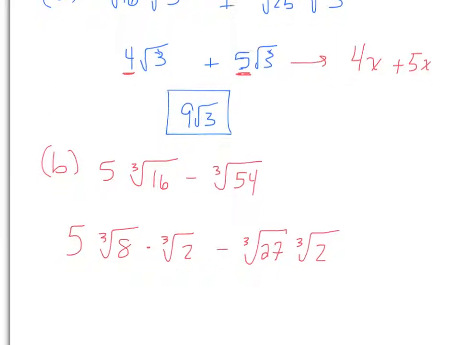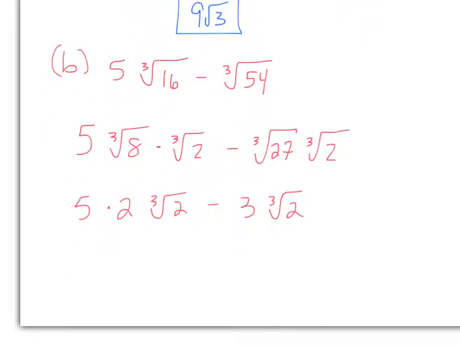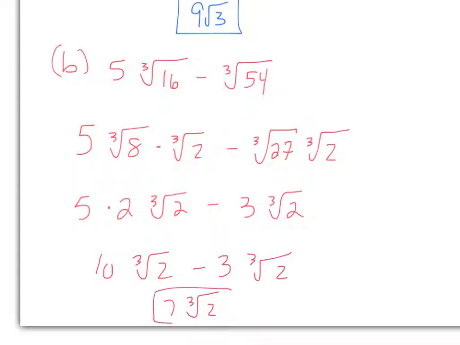And at this point in time, I'm just simplifying. The cube root of 8 is 2. The cube root of 27 is 3. So the first term becomes 10 times the cube root of 2 minus 3 cube roots of 2. How many cube roots of 2 do we have left? Anybody? 7. Okay, 7 cube roots of 2.